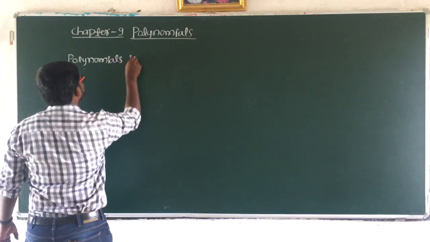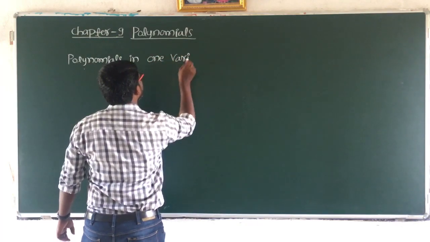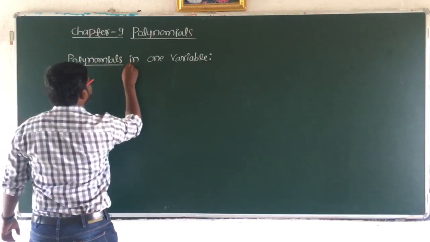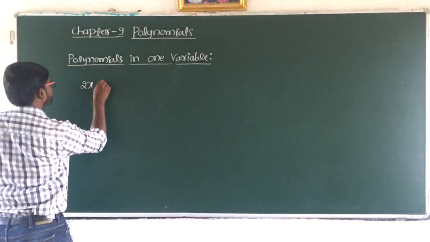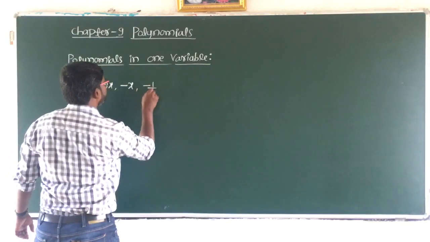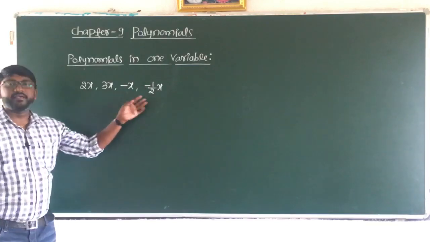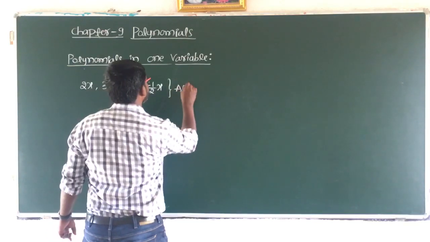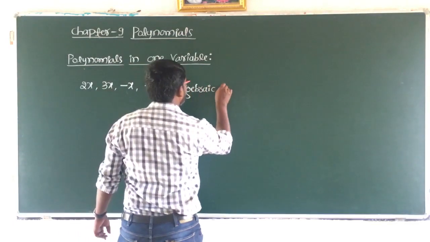Polynomials in one variable. Here, let us consider 2x, 3x, minus x, minus 1 by 2x. What are all these? These are all algebraic expressions.